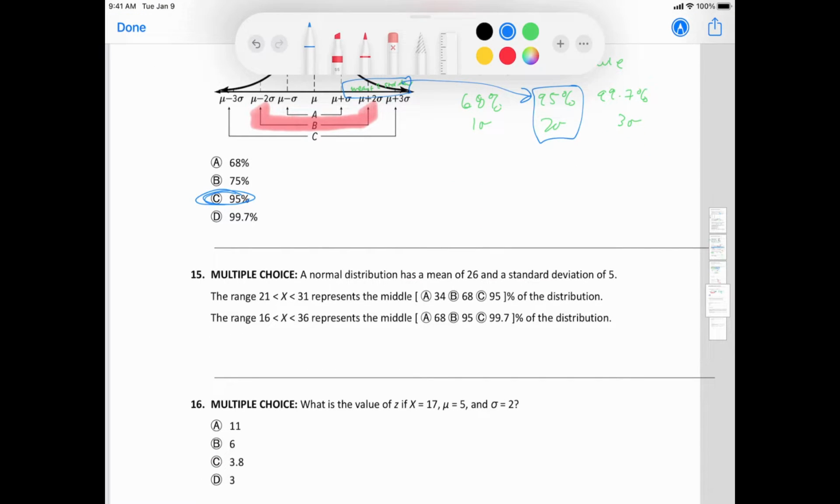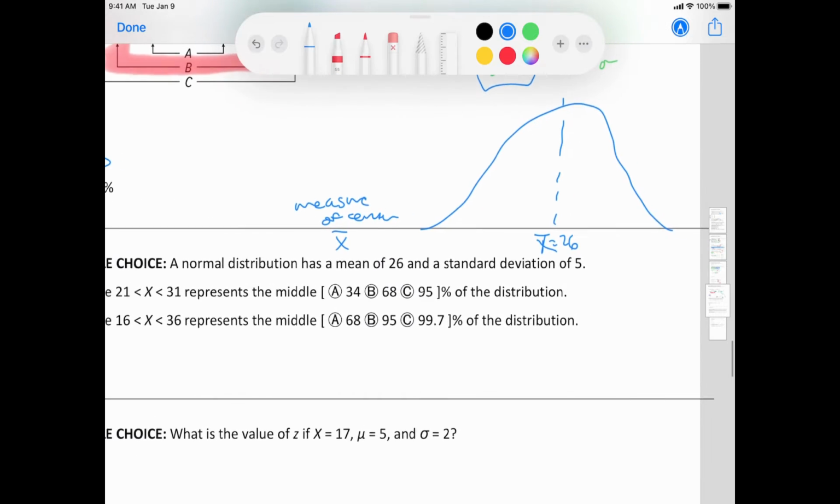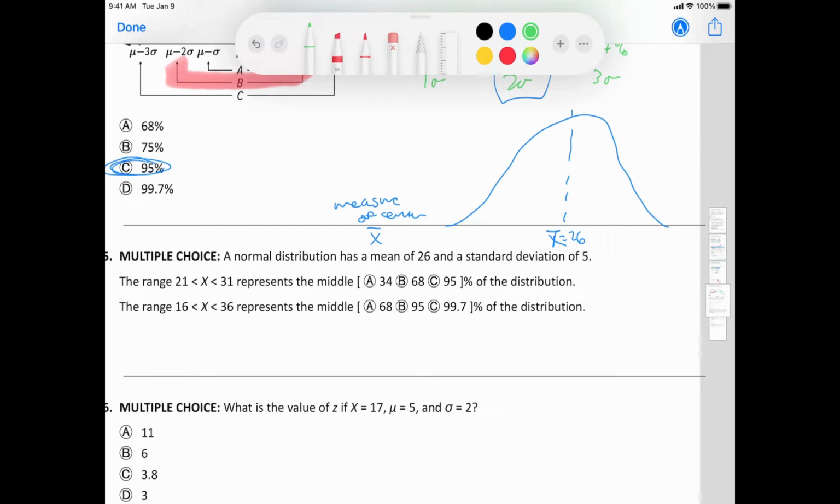Number 15, a normal distribution has a mean of 26. So remember, the mean is an average, but it's also called a measure of center. Let's go ahead and do it up here. I'm going to draw my normal curve. There's my center. And I'm going to put in here 26. Okay, and then standard deviation. Here I'm going to add 1 standard deviation. We're going to add 2 standard deviations, and that's plus 3 standard deviations. And this is just subtracting.